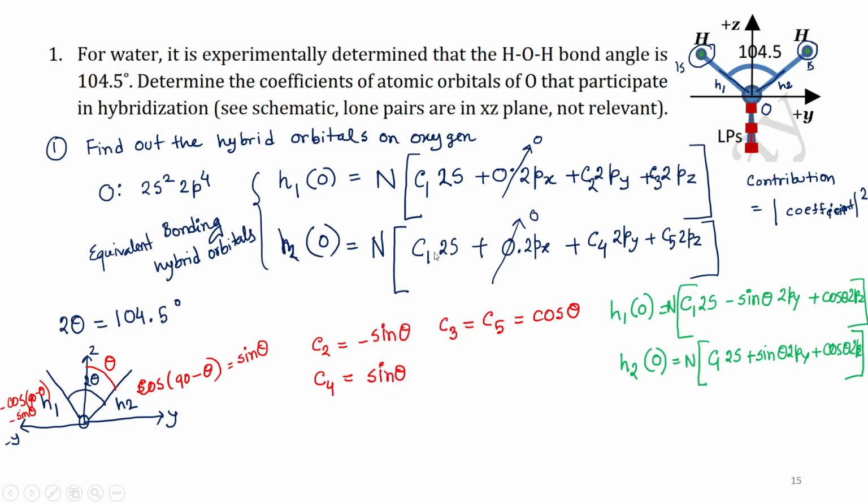So now you have some idea. What we know from hybrid orbitals is that hybrid orbitals are orthonormal.